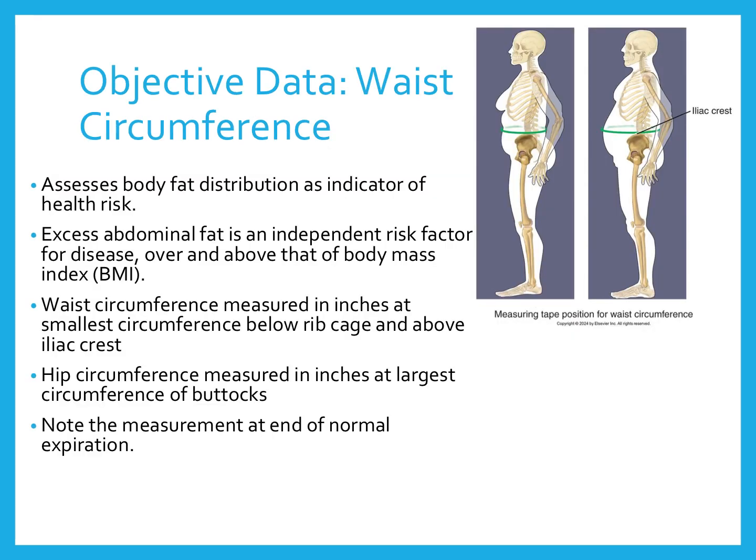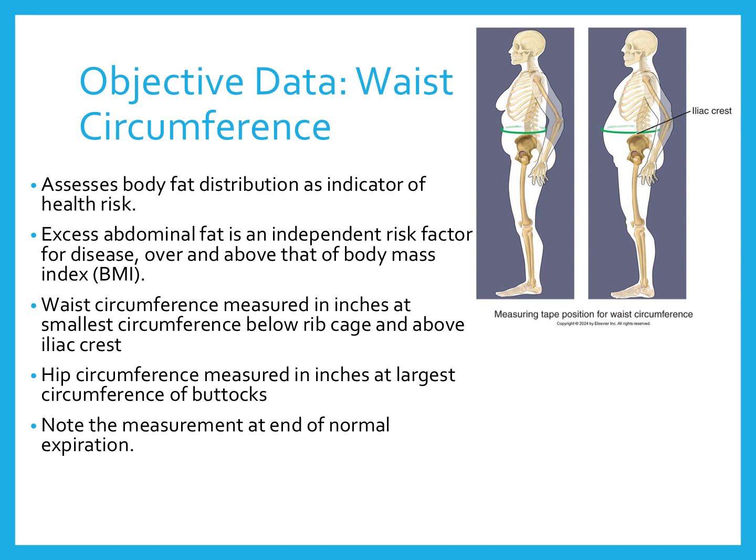A better way of looking at obesity is the waist circumference. So this assesses the body fat distribution as an indicator of health risk. Excess abdominal fat is an independent risk factor for disease, over and above that of the BMI index, like we just said. Waist circumference is measured in inches at the smallest circumference below the rib cage above the iliac crest, which is the top of your hip bone. So the waist is measured right below your rib cage above your hip bone at the smallest area.